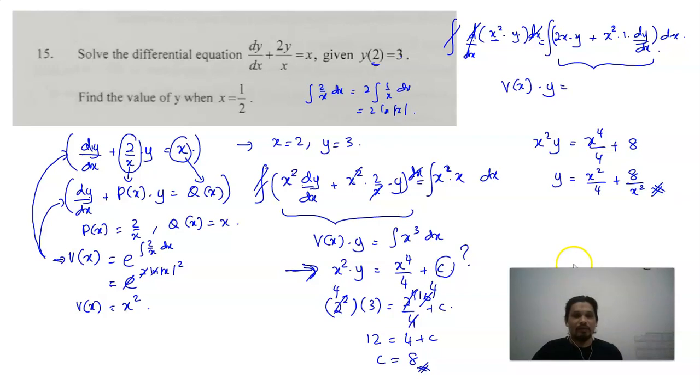Find the value of y when x equals half. So when x equals half, y equals 1 over 2 squared divided by 4 plus 8 divided by 1 over 2 squared. For question 15 here, let's make it short. It is 32.0625.